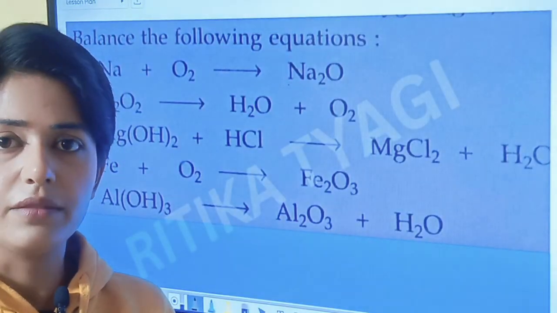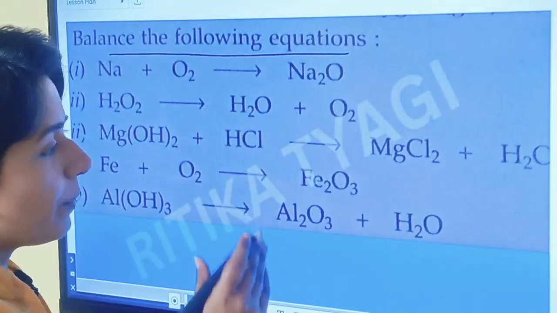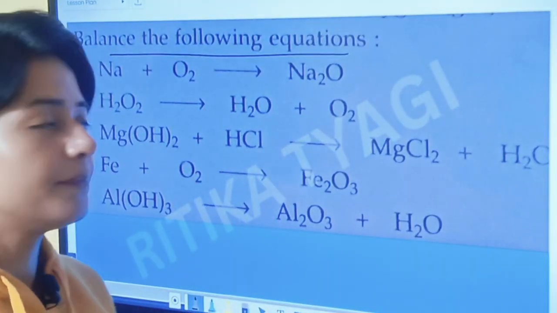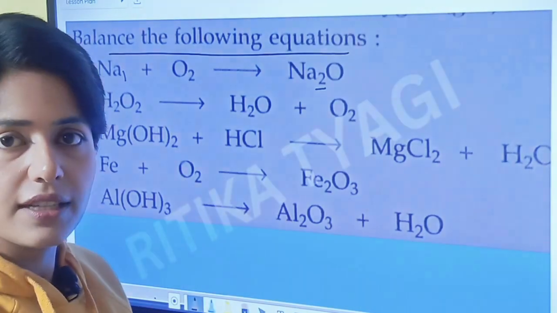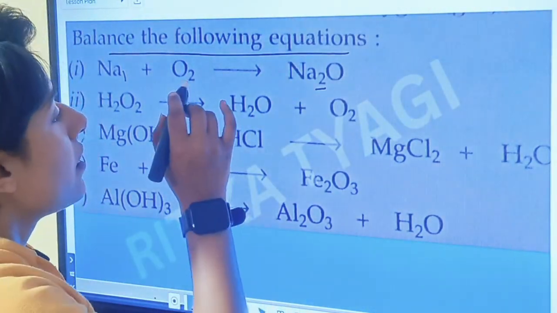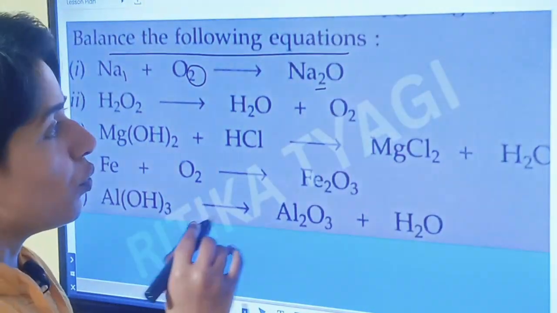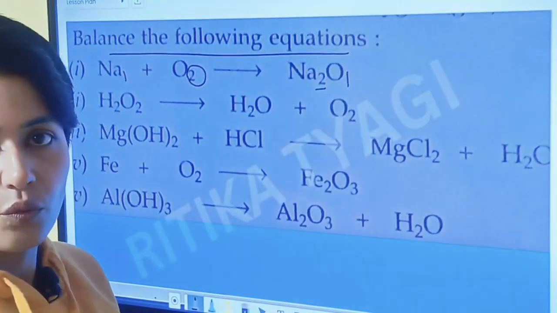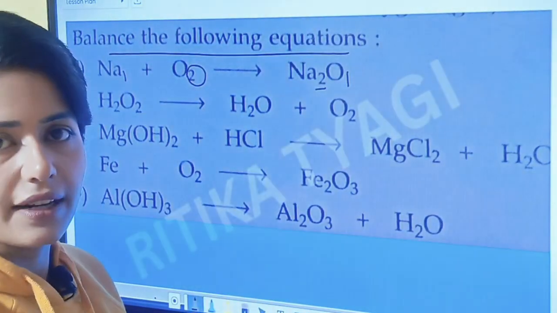Now here is a question on the basis of balancing of chemical equations. We have to balance these chemical equations. Sodium atom on the reactant side is 1, sodium atoms on the product side are 2. So sodium atoms are not balanced. Similarly for oxygen, oxygen atoms on the reactant side are 2 and oxygen atom on the product side is 1. So we have to balance the oxygen atoms first.